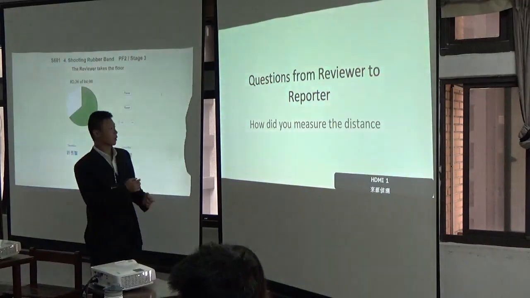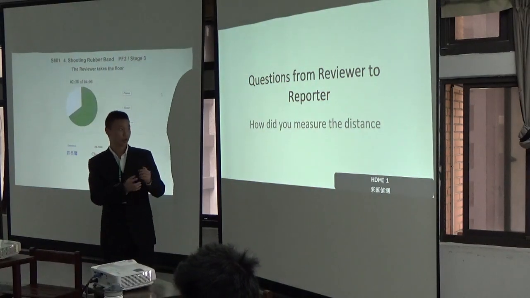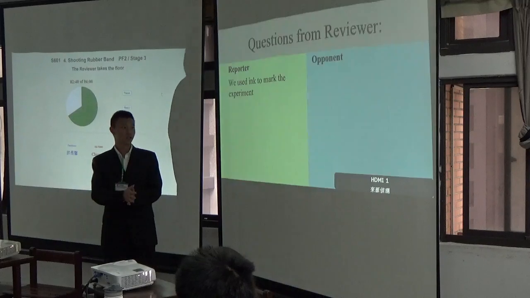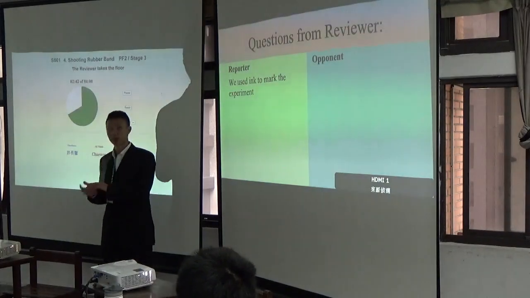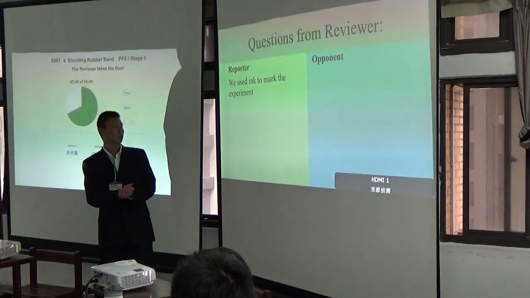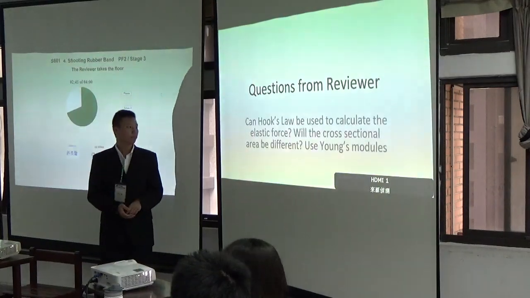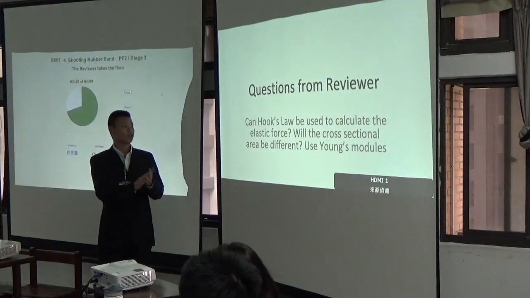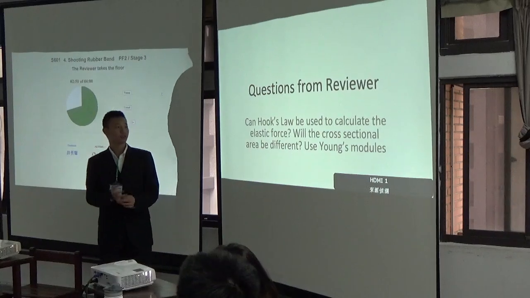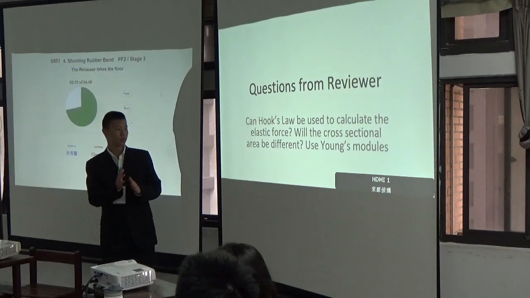So here are my questions for the reporter. I first asked her, how did you measure the shooting distance? And the reporter replied that we used ink to mark the rubber band. My second question is, can Hooke's law be used to calculate the elastic force? Will the cross-sectional area be different?